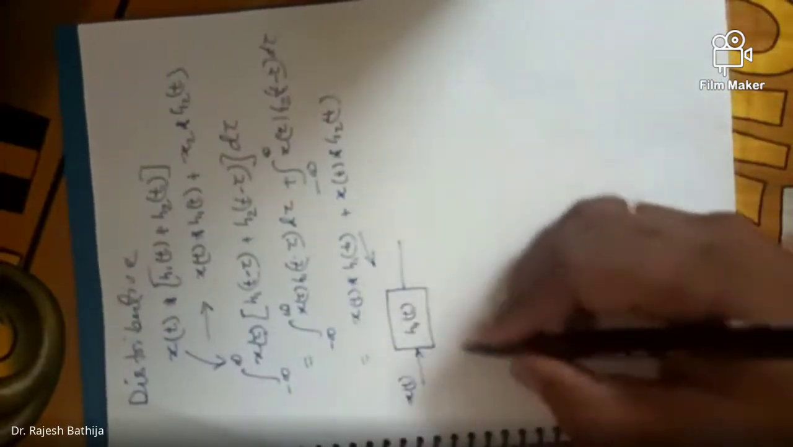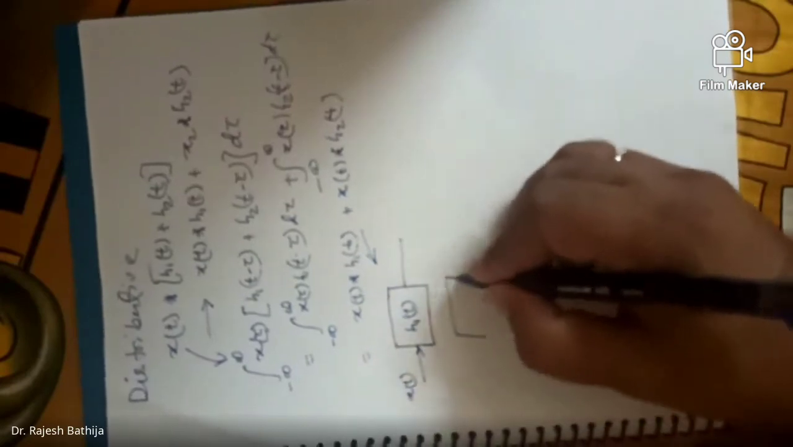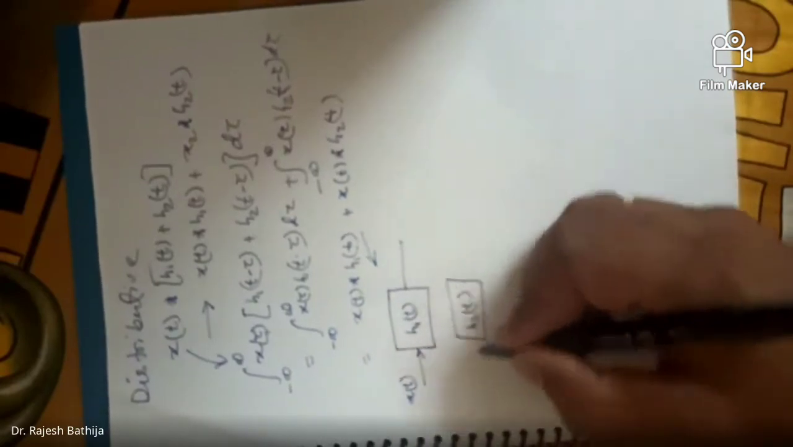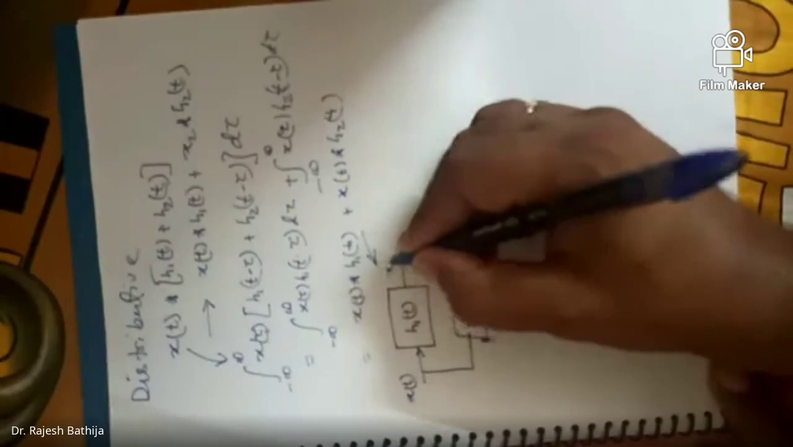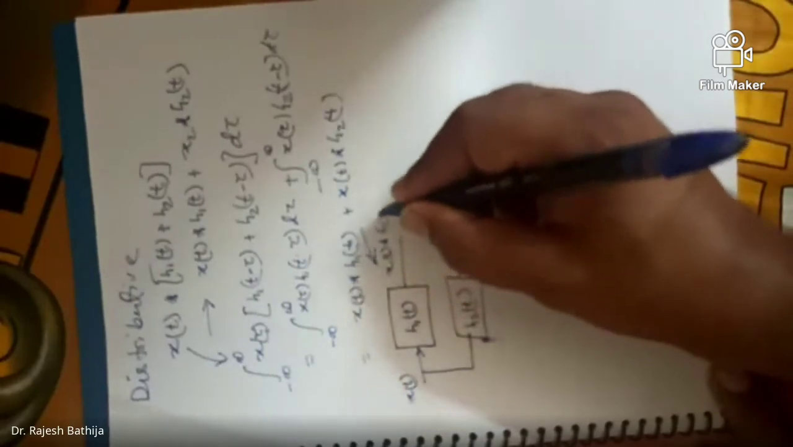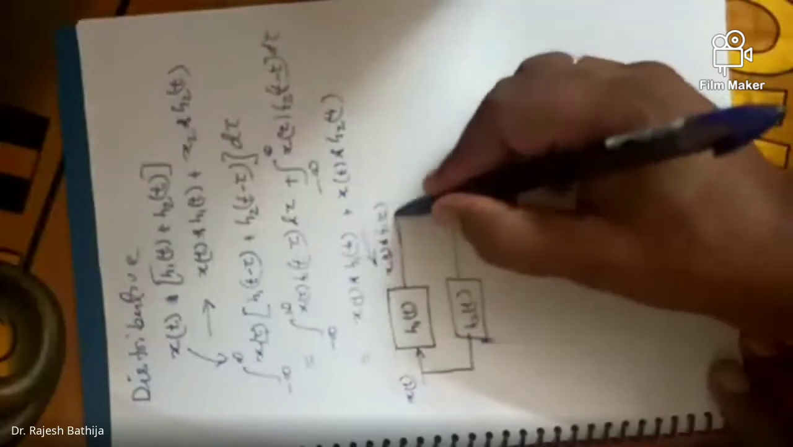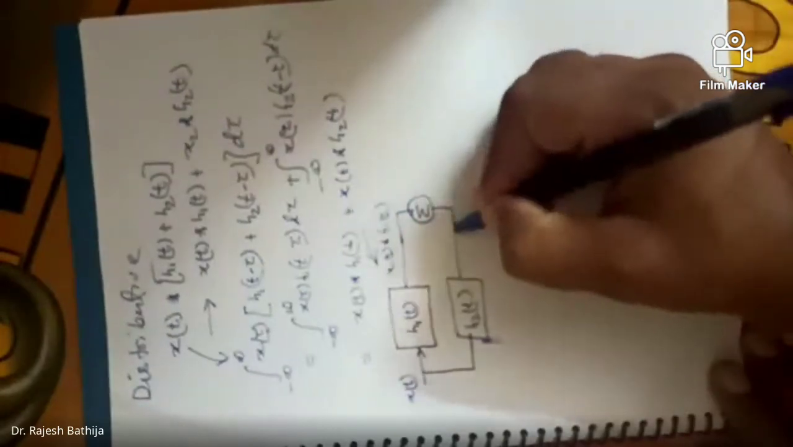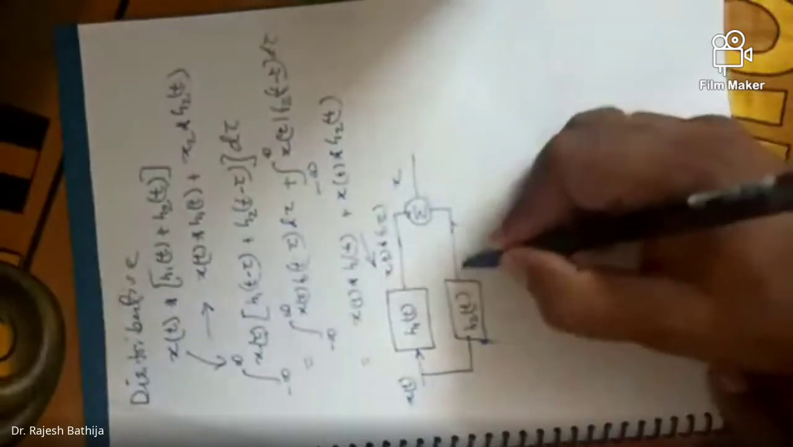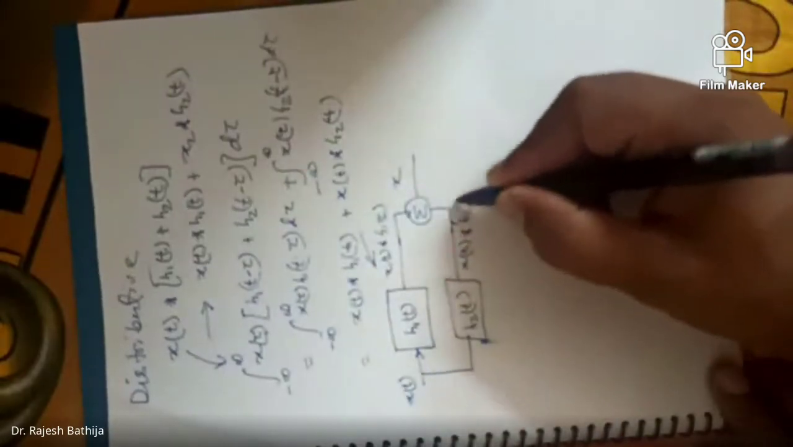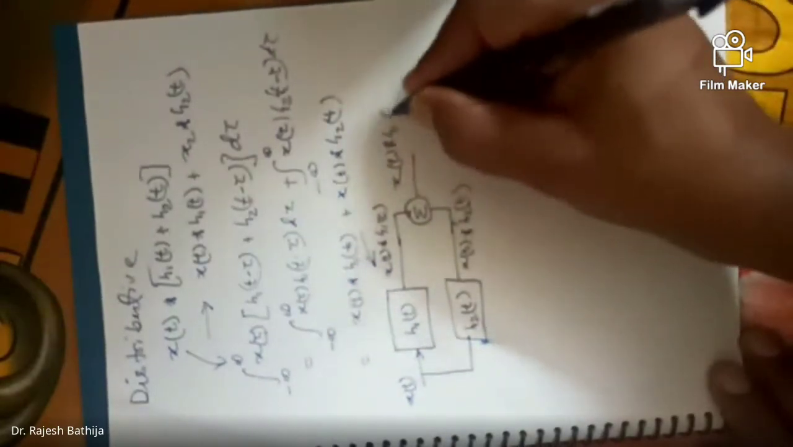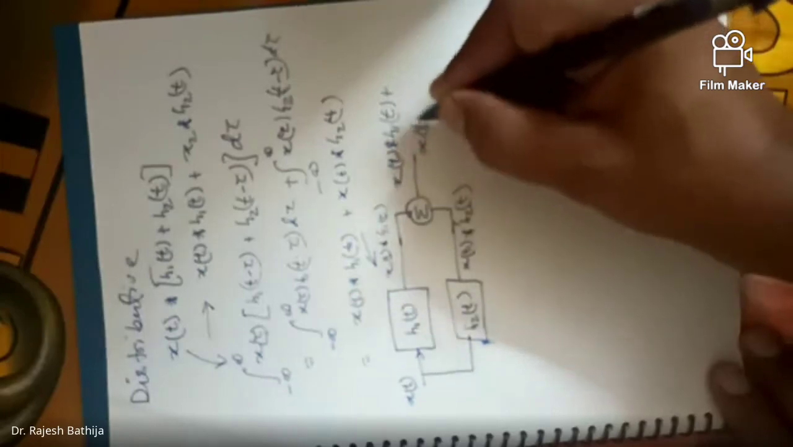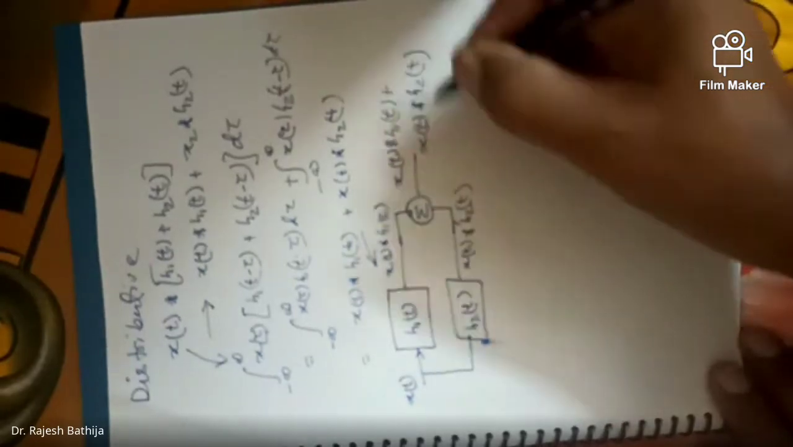I have an input x of t and there is h1(t). Similarly, we have h2(t), whose input is the same. The output here is x(t) convolved with h1(t). Then we have a plus, which means there is a summation. So we sum them, and the other output is x of t convolved with h2(t). When we sum it, it will be x of t convolved with h1(t) plus x of t convolved with h2(t). Now, this is the right hand side of the distributive property.